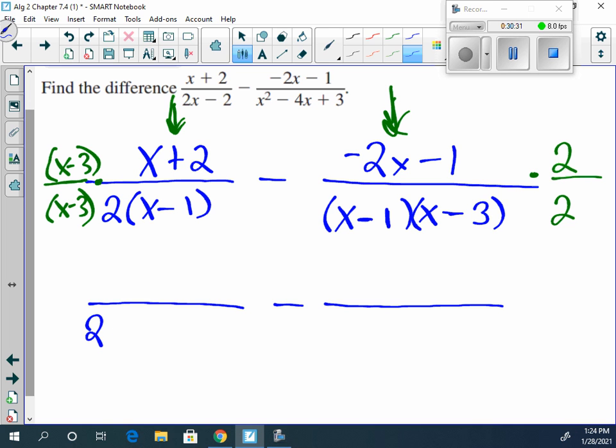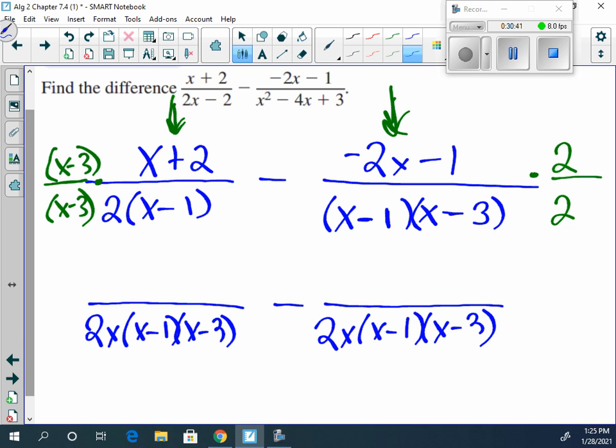So the denominator is going to be 2x times x minus 1 times x minus 3. Now, the way that you order these is not going to matter. The main key thing I would say is put 2x in front. Don't put 2x between the two sets of parentheses. That's just not something you do.